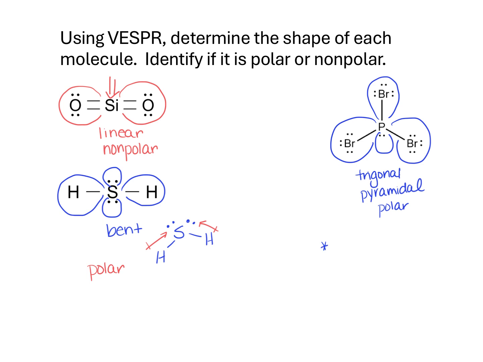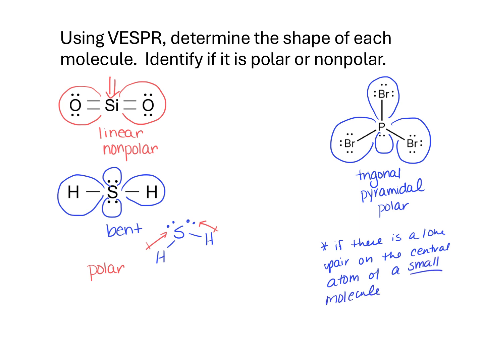Now, I'm going to tell you a shortcut with these small molecules. If there is a lone pair on the central atom of a small molecule, and all we've been doing is small molecules, we're going to talk about big molecules in a second, then it's polar, right, for what we're going to see. So you'll notice here, there's lone pairs here, that's polar. There's a lone pair here, that's polar. For these small molecules, that's how we're going to figure out that they're polar a lot of times, or something else we can look for.